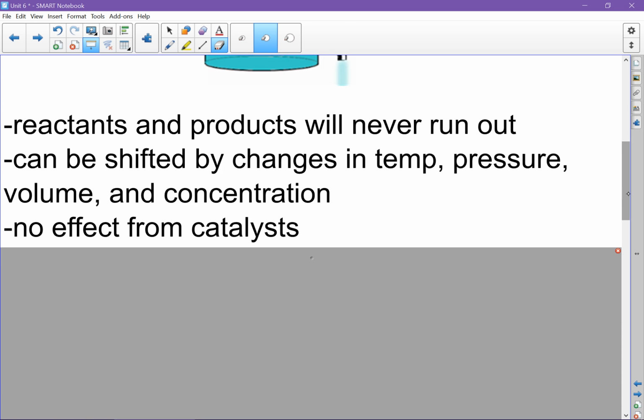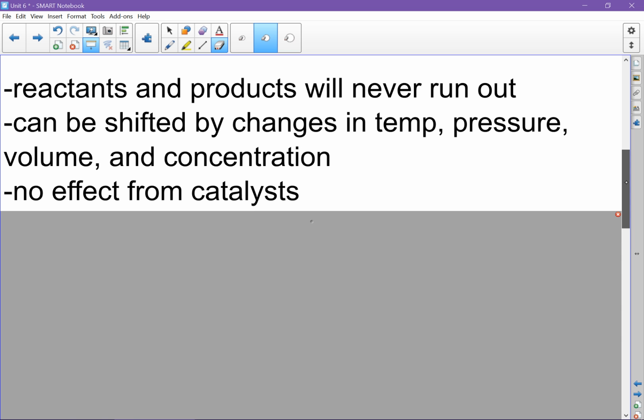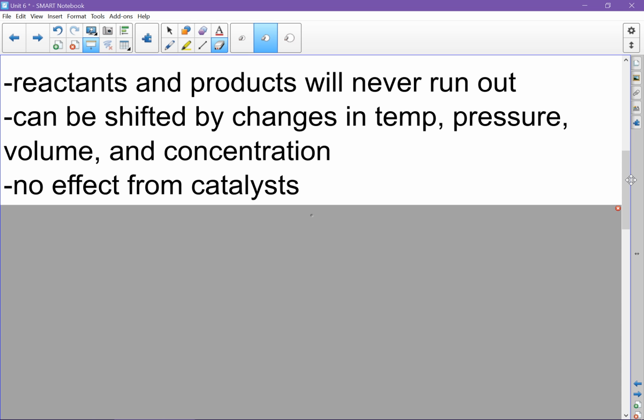So here's what you're going to think about. Say you are a pharmaceutical company and you're making medicine. You don't want to be left with a whole bunch of your reactant. You only want to sell your product to people. So you're going to try to get as much possible medicine from a chemical reaction as you possibly can. The way that we're going to do this is with what's called Le Chatelier's principle.